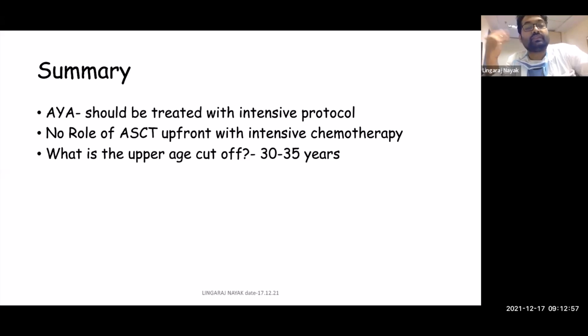Depends on the fitness of the patient to receive that kind of intensive therapy. Now, if you see the comparison of using brentuximab versus intensive therapy, that's a separate question altogether. But if you have an adolescent young adult up to 25 years, it is fair to use intensive therapy. Up to 30 years, and beyond 30 years, we have to see the fitness of the patient.